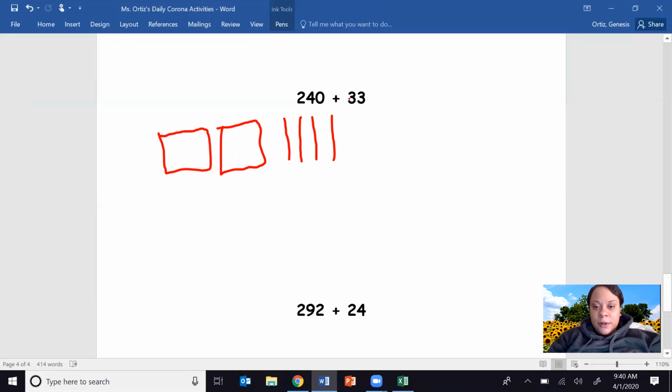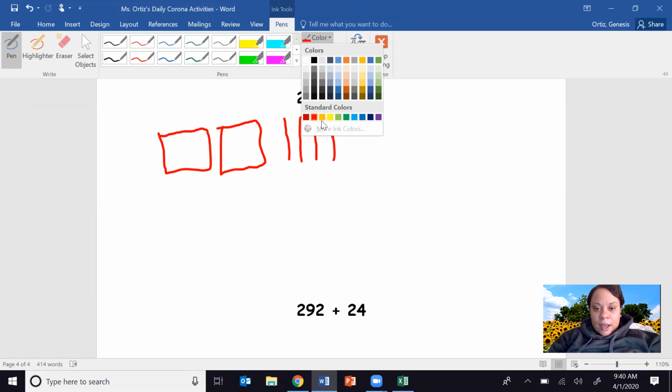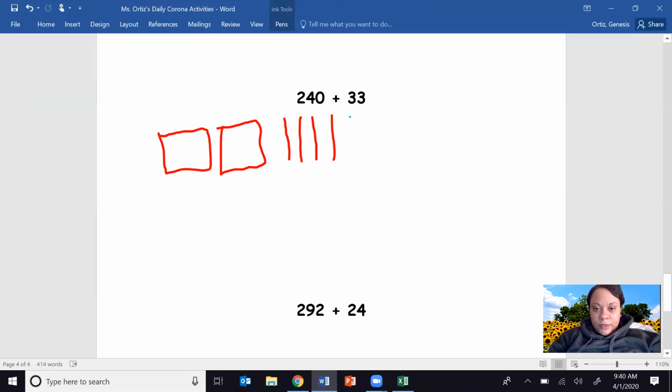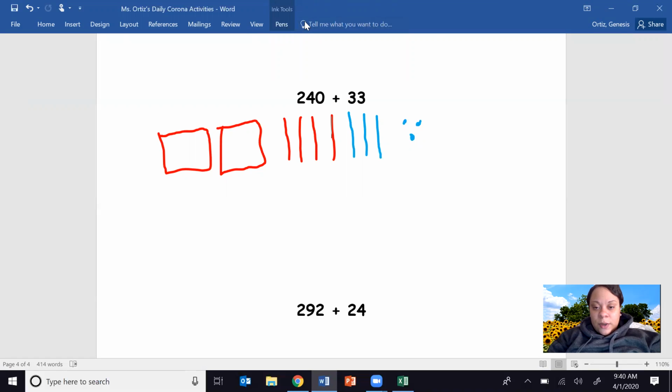All right, let's look at my next number. This number does not have hundreds, but it does have how many tens? 3. So I'm going to change my color just so you guys can see. And I'm going to draw 3 tens. 1, 2, 3. And how many ones do I have? 3. 1, 2, 3. Now I can start counting up my numbers. Remember, when I get to 10, what do I have to do? Circle it, cross it out, trade it for a 10. But you don't always have to do that.